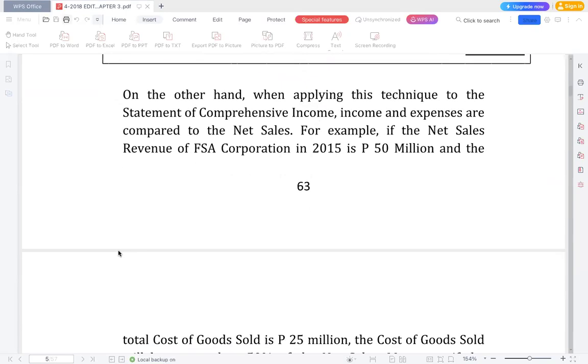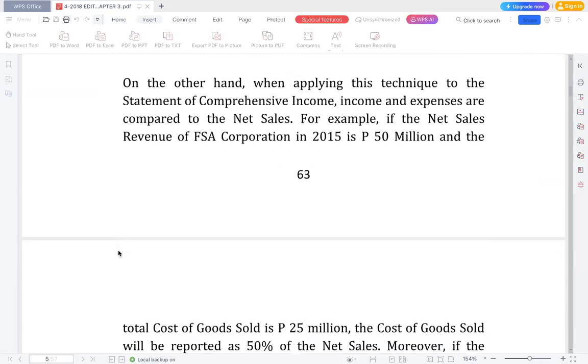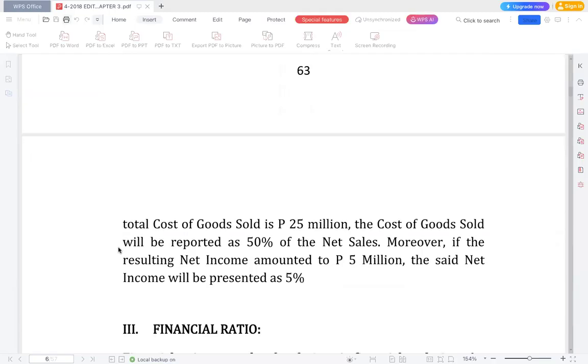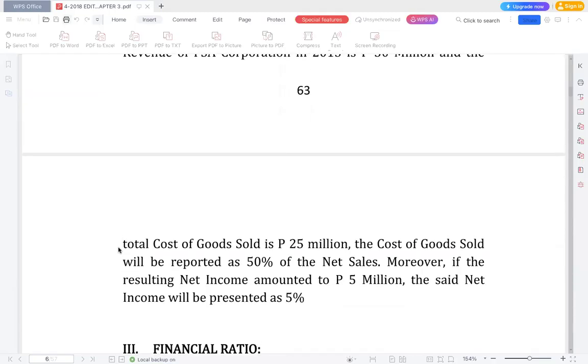On the other hand, when applying this technique to the statement of comprehensive income, income and expenses are compared to net sales. For example, if net sales revenue of FSA is 50 million and the total cost of goods sold is 25 million, the cost of goods sold will be reported as 50% of net sales. Moreover, if the net income amounted to 5 million, the said net income will be presented as 5%. This is computed by simply dividing 5 million by 50 million, while cost of goods sold, 25 million, divided by 50 million.